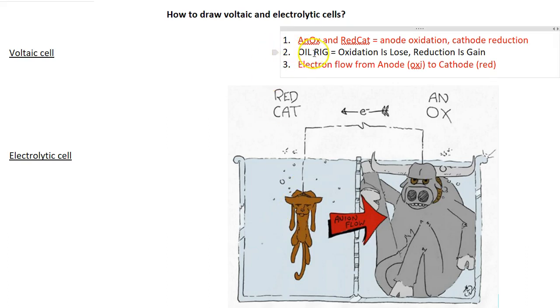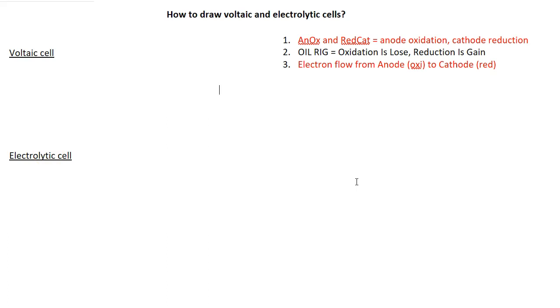The second rule is LEO the lion says GER, where oxidation is loss and reduction is gain. And last but not least, electrons will always flow from the anode to the cathode. And I stress again that these rules apply to both voltaic cells and electrolytic cells.